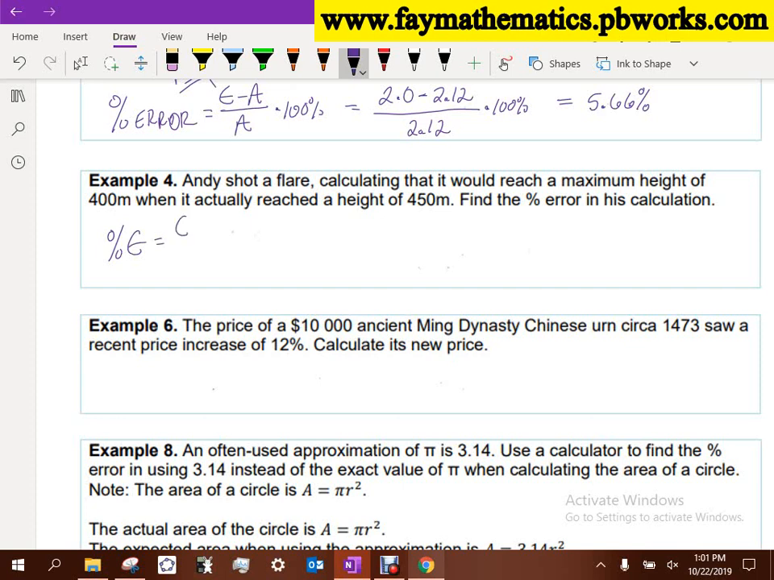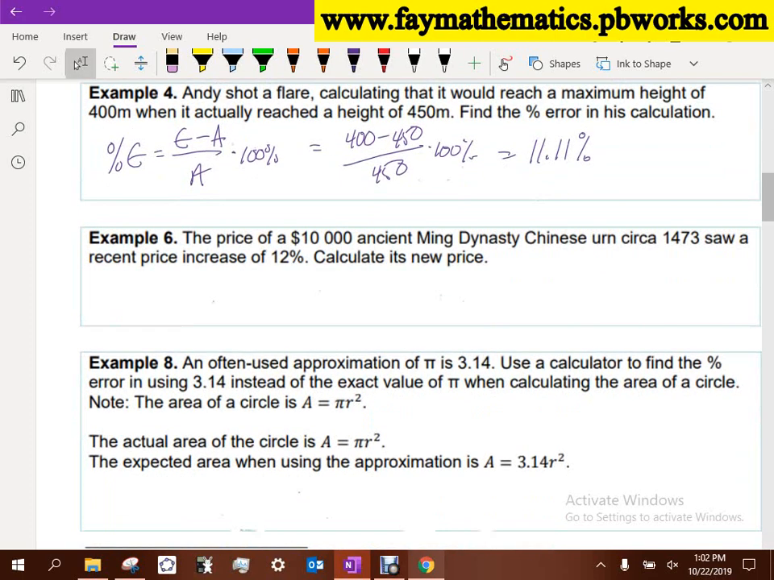Error is the estimated value or the measured value minus the actual, divided by the actual, times 100%. So what was your estimated value? 400. Actual value? 450. Multiply that out by 100. What'd you end up with? 11.11%, right? Okay.